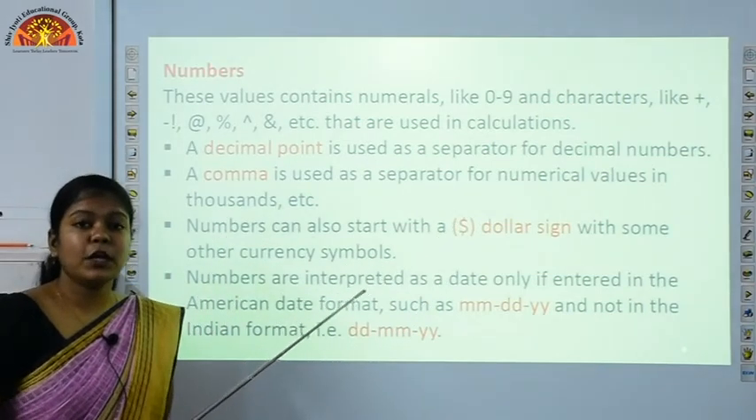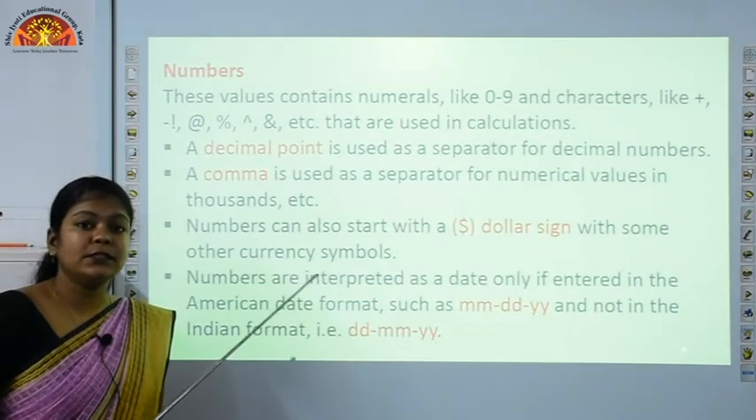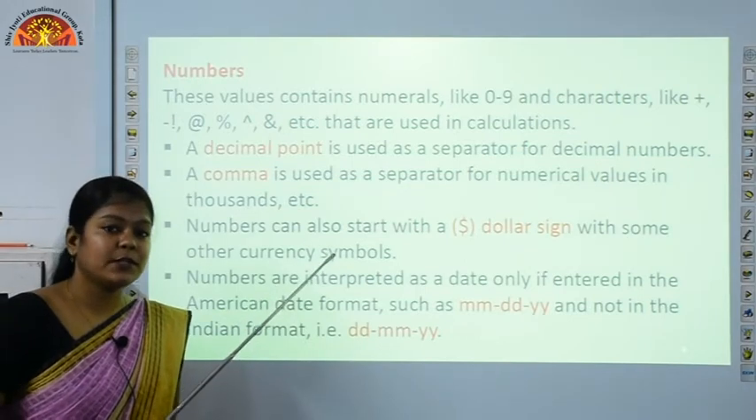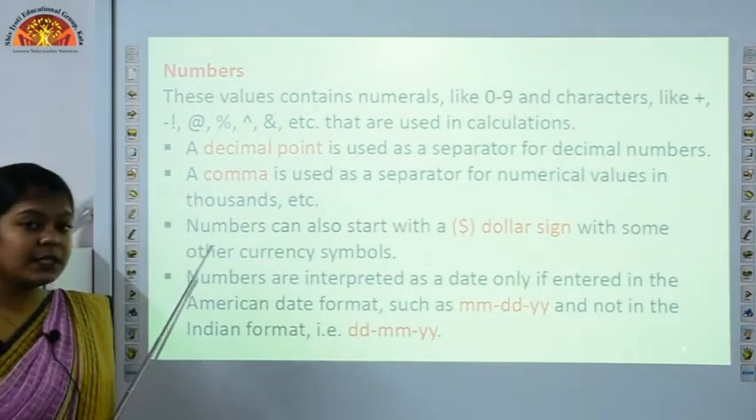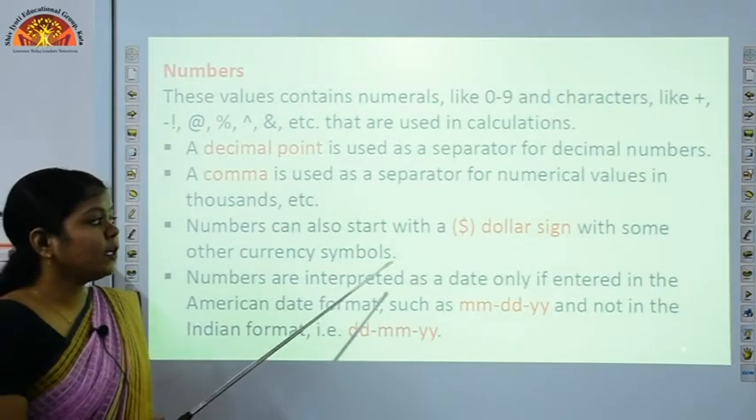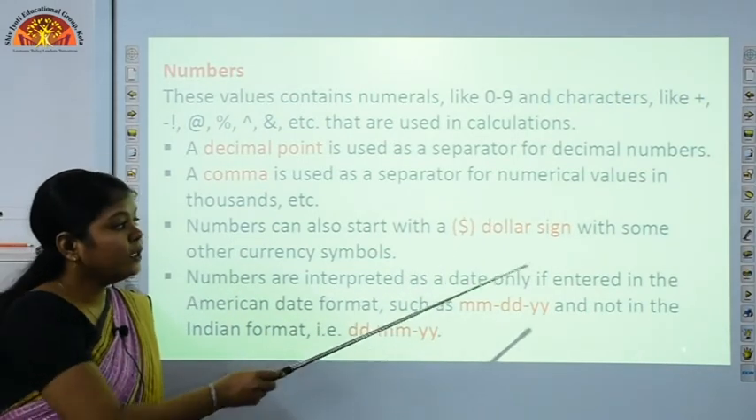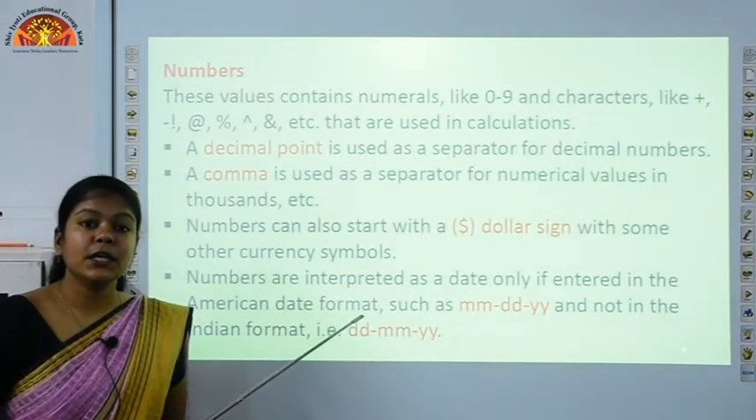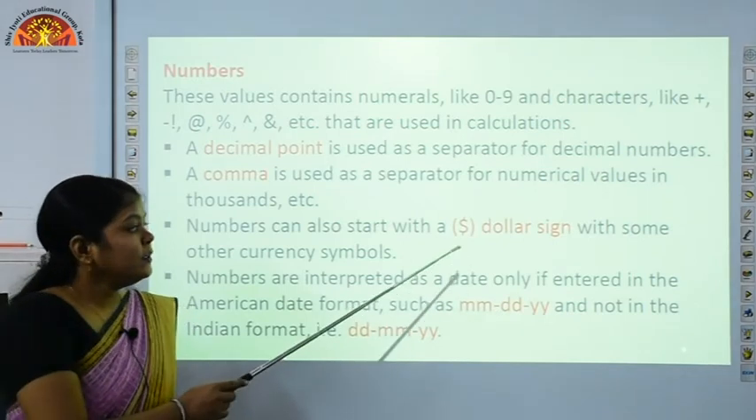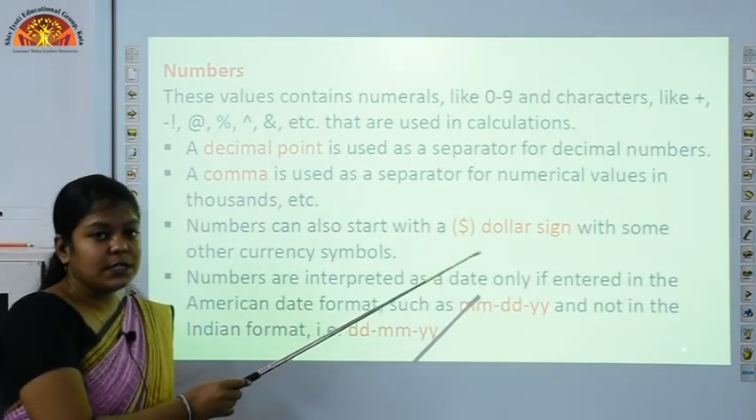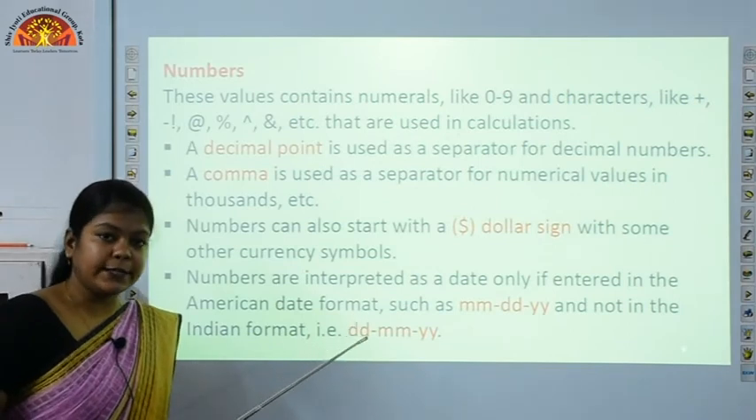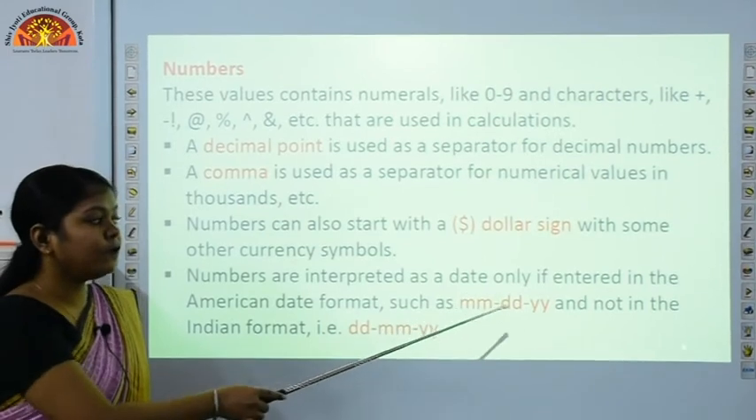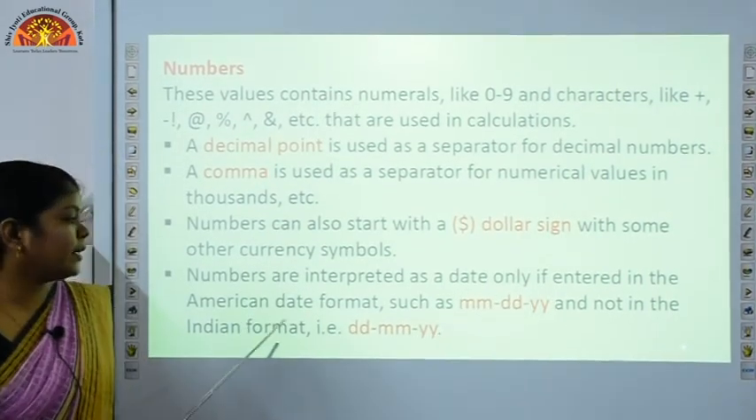Students, suppose I want to insert a number 10,000, then I have to insert a comma between 10 and the 000. Next, numbers can also start with a dollar sign. This is a sign of dollar, along with some other currency symbols. If you want to insert a currency in your Excel document, then that number starts with the dollar sign, which represents the currency data. Next, numbers are interpreted as a date only if entered in American date format.